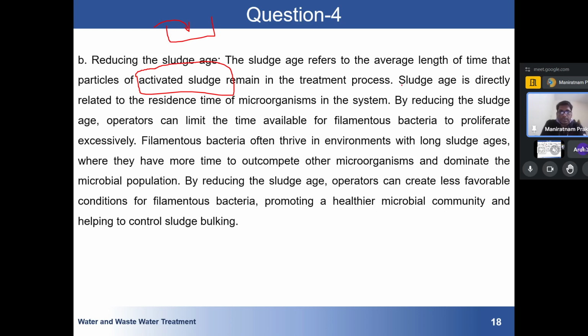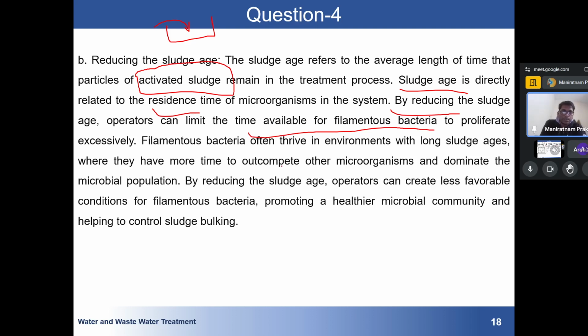Sludge age is directly related to the residence time of microorganisms in the system. So you can directly say that the more the sludge age, the longer the bacteria remain in the system for degradation. By reducing the sludge age, operators can limit the time available for the filamentous bacteria to proliferate or grow.